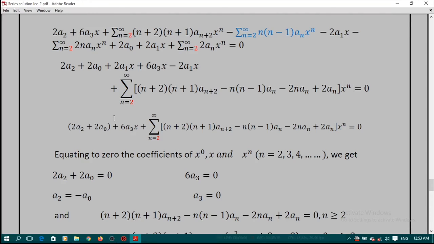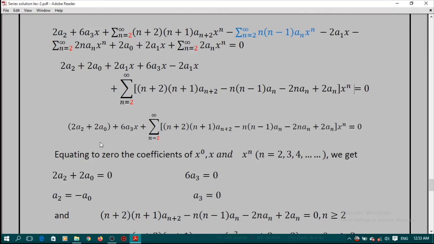So (2a2 plus 2a0) bracket complete plus 6a3 into x plus summation n running from 2 to infinity (n+2)(n+1)a_(n+2) minus n(n-1)a_n minus 2na_n plus 2a_n bracket complete x raised to n, that equals to 0. Now equating the coefficients of x raised to 0, x and x raised to n, where n is greater or equal to 2, we get.